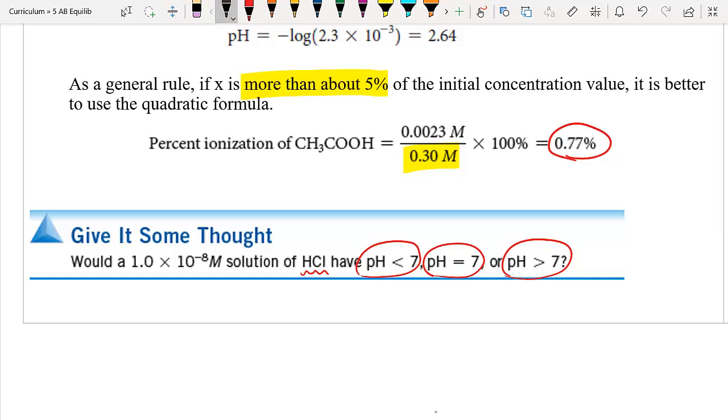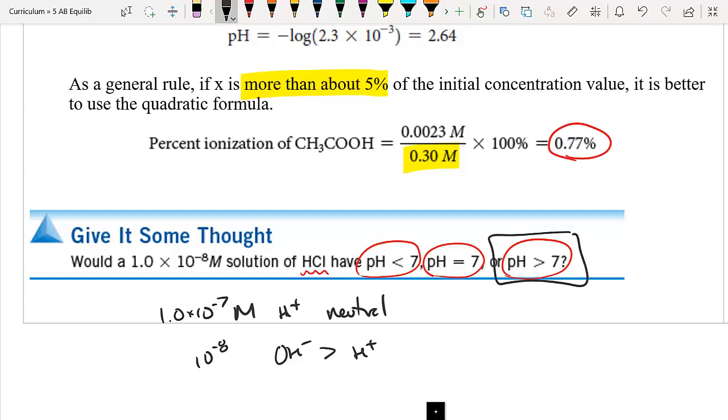Well, if I know that 1.0 times 10 to the negative 7 molar is the hydrogen ion concentration when a compound is neutral, if I have any number that is less than this, such as 10 to the negative 8, that means that I have a greater concentration of hydroxide compared to the concentration of hydrogen. So that means my pH should be greater than 7 in that case.